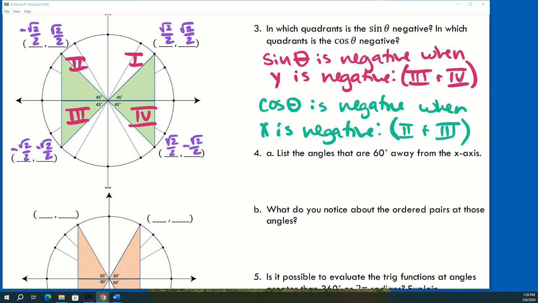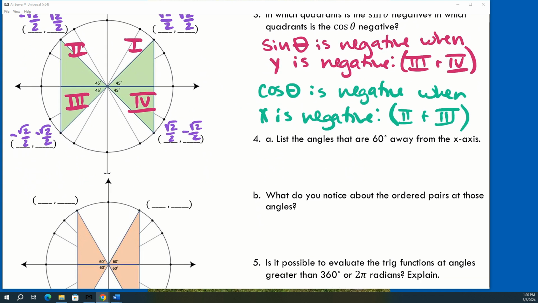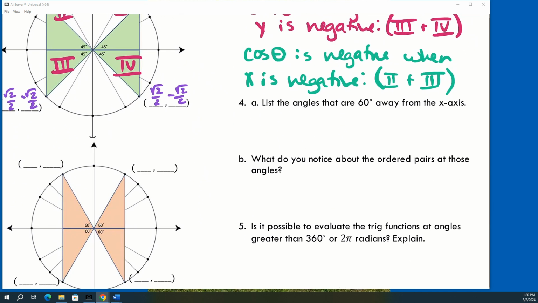All right, and then for 4a, we're going to list all the angles that are 60 degrees away from the x-axis. So obviously 60 degrees. What about this one that's 60 degrees less than 180? 120. 60 degrees more than 180? Yes. 60 degrees less than 360.